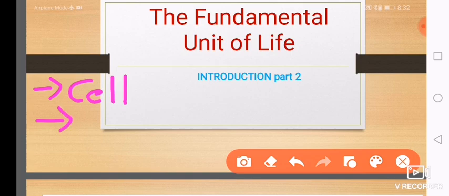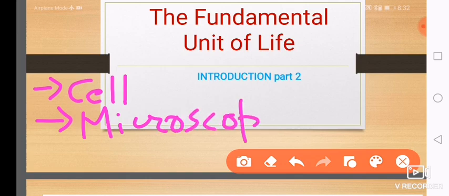The second thing we discussed was about microscopes. We drew a structure of a microscope and discussed various parts of the microscope. That is clear. We also discussed why we use a microscope: to observe cells. So this was about the last class. I hope everything is clear.